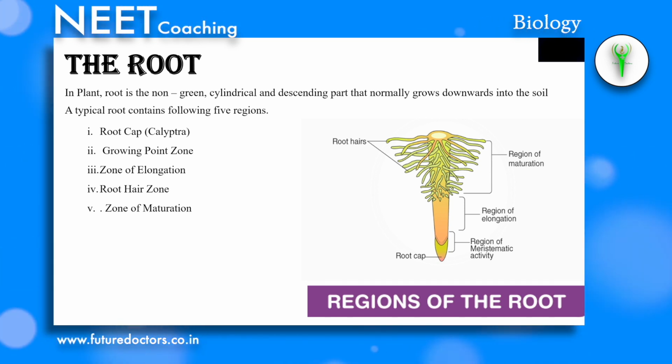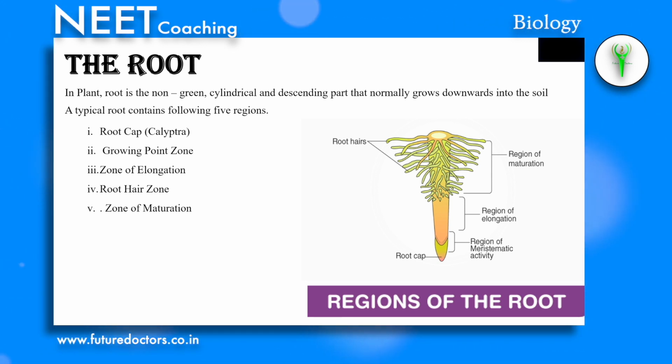And zone of elongation. It is situated behind the meristematic region. The cells elongate speedily and increase the length of the root. This region can absorb water and minerals from the soil.